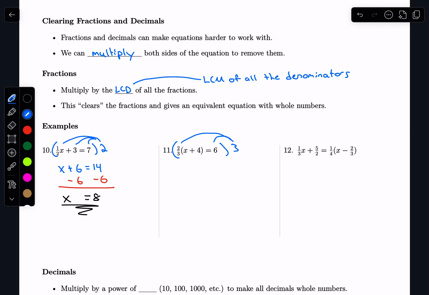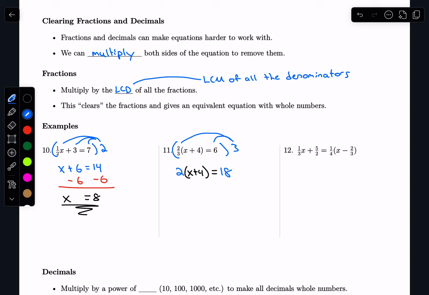So now when we actually do this, 3 times 2/3, notice a 3 on bottom and a 3 on top cancel each other to just give us 2. The x plus 4 was unaffected. And then this is going to be equal to 6 times 3 on the other side is 18. Where again, I want to remind you that the most common mistake is forgetting to multiply the 6 by the 3.